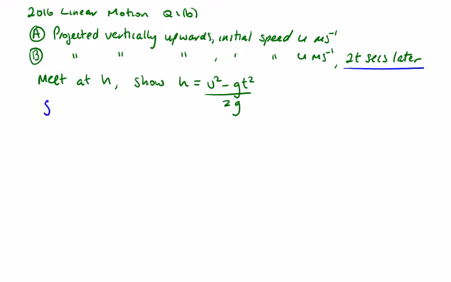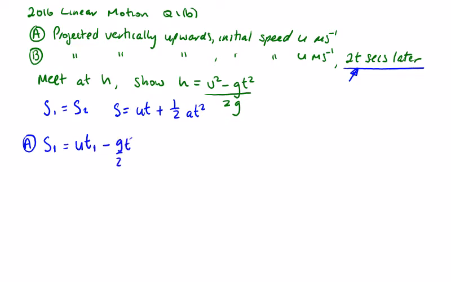Okay, so we're going to need their distances to be the same here. So S1 and S2. S is equal to ut plus a half at squared. So let's look at particle A. Call this S1. It's going to be equal to ut. Because this is 2t seconds later, it's not the same t, so let's call that t1. ut1, and a is minus g, so minus g over 2 t1 squared. So we can't do anything else with that.